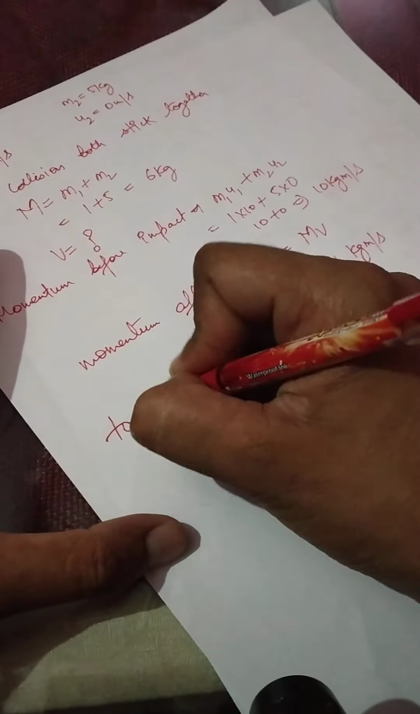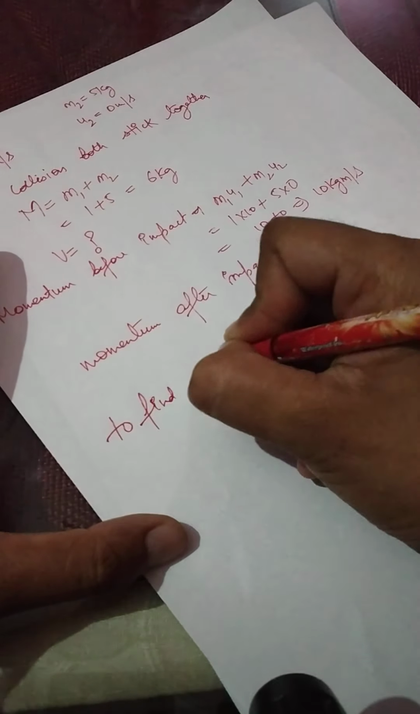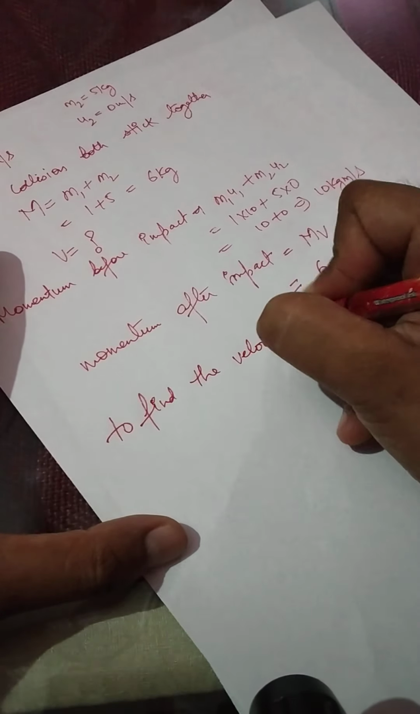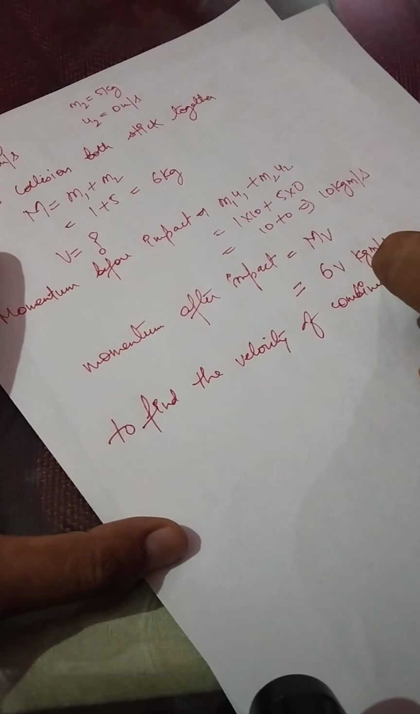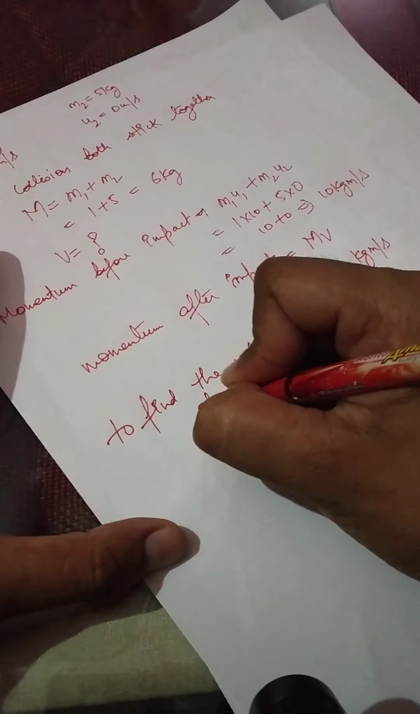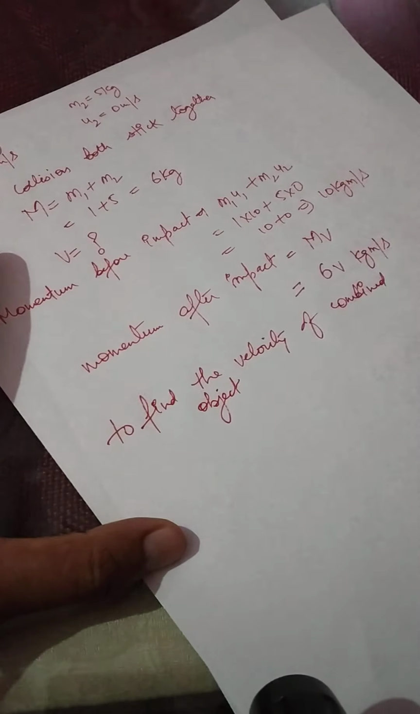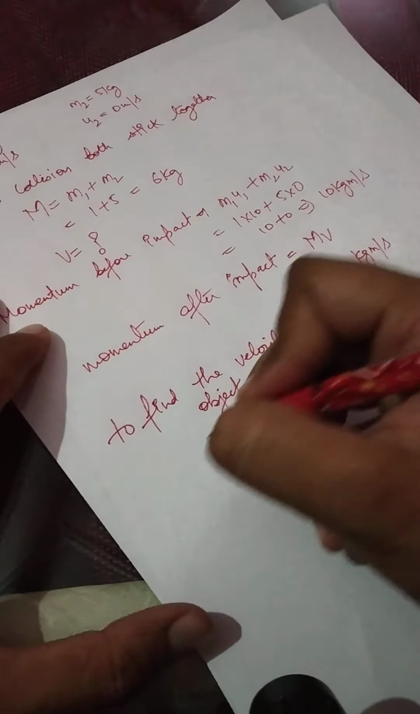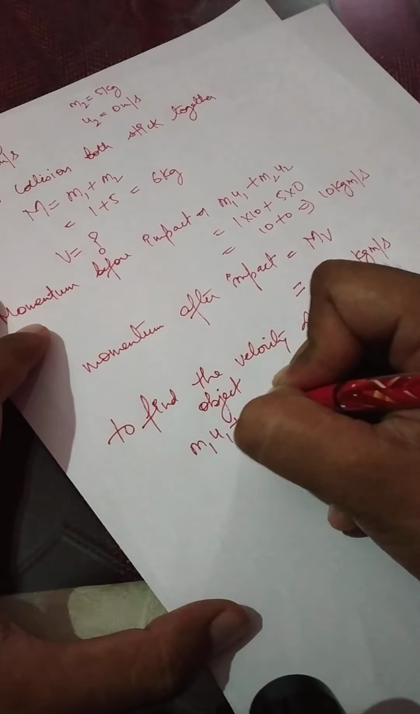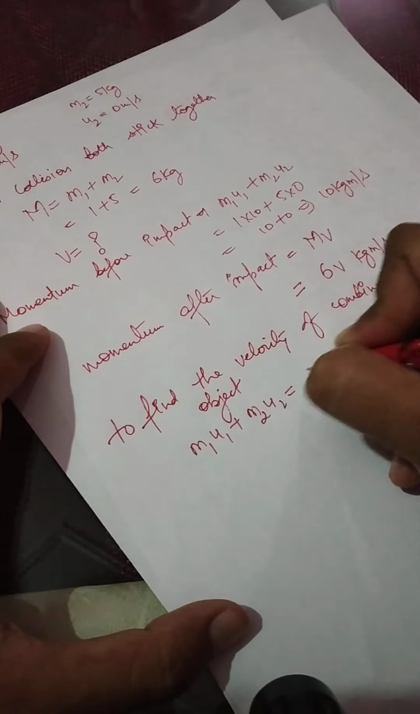To find the velocity of the combined object, we'll equate the momentum before impact to the momentum after impact. That is, we'll make use of the law of conservation of momentum. So we have m1 u1 plus m2 u2 equals mv.